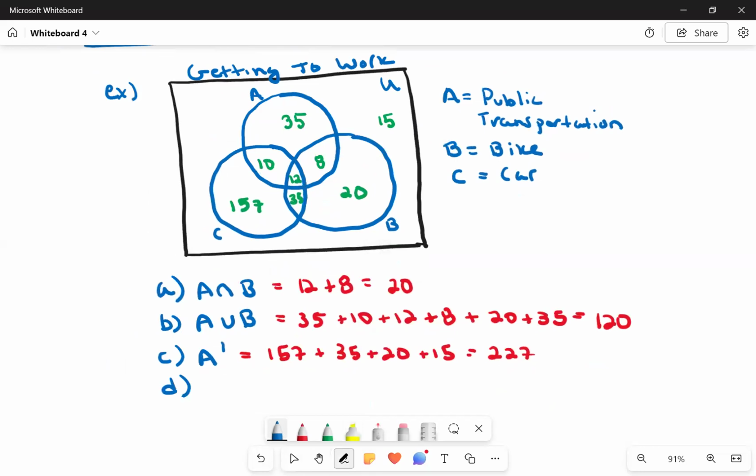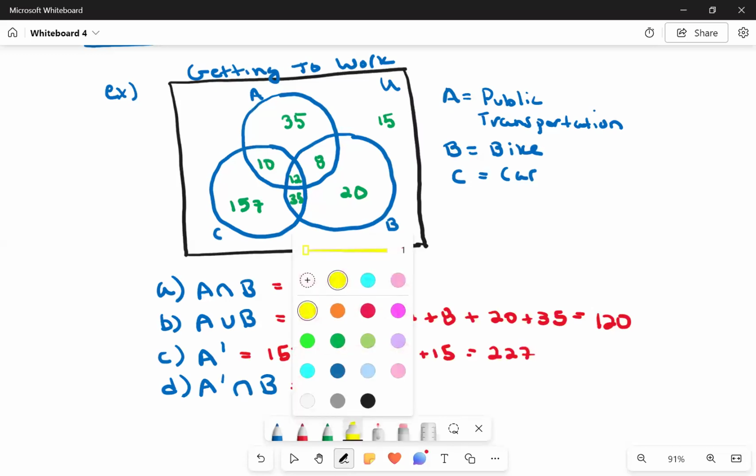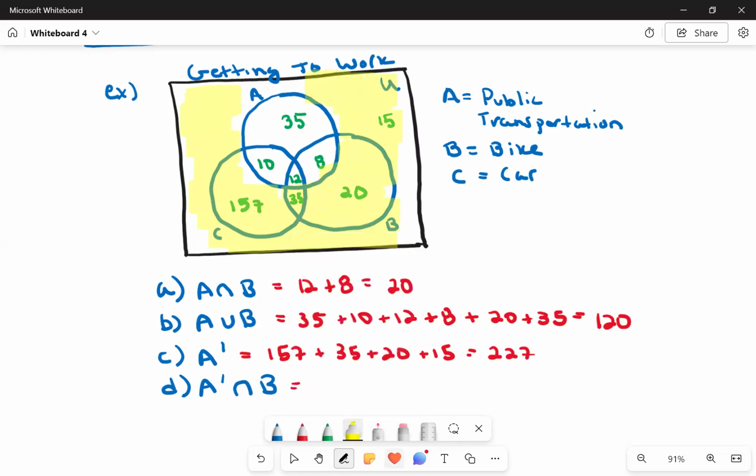Part D. So now I want to find A prime intersect B, or A complement intersect B. I'm trying to figure out what's in A complement and in B. Now, I just deleted what A complement was. That was basically everything not in A. Here, I'll do my really crappy shading. Let me make it big so that it doesn't take so long. Everything not in A, everything out here. Terribly done, but that's all right. So everything that's not in A, so basically all of these numbers, but is in B.